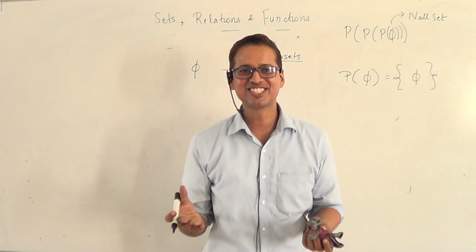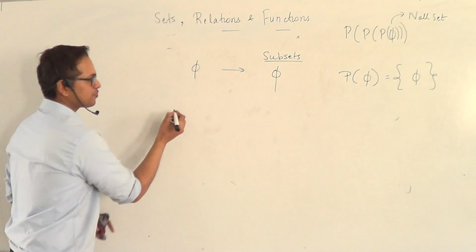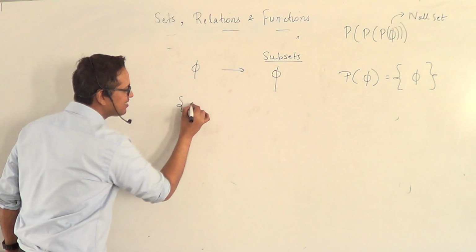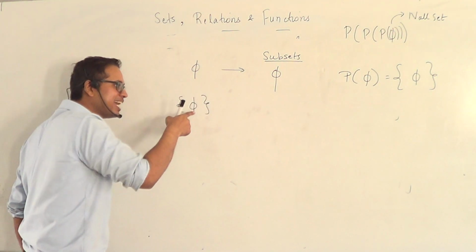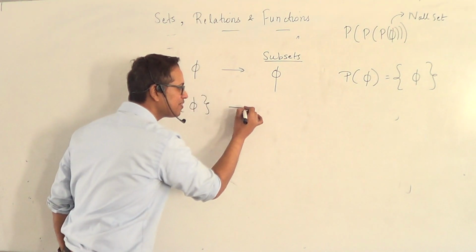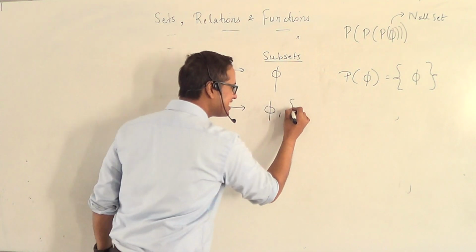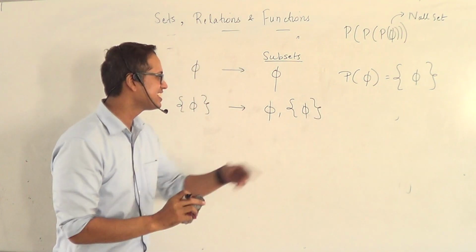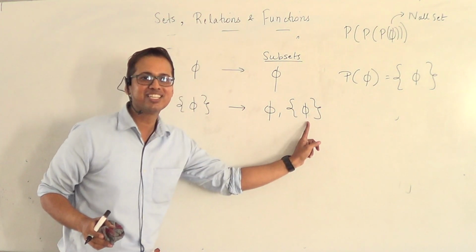Right? Yes or no? An empty box is filled with another empty box. Now, let's say I have this set. I have a set having an empty set as an element in it. What are the subsets of this? First of all, the null set and the set itself. Both are different. Don't think that this and this are the same thing and you are writing the same thing twice. No. This and this are different.